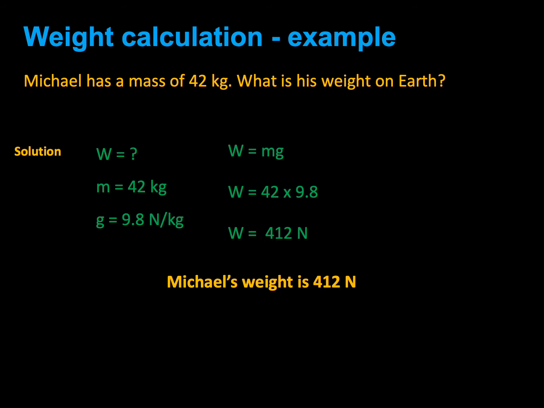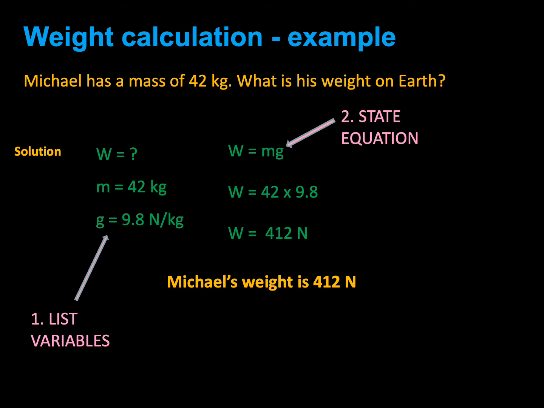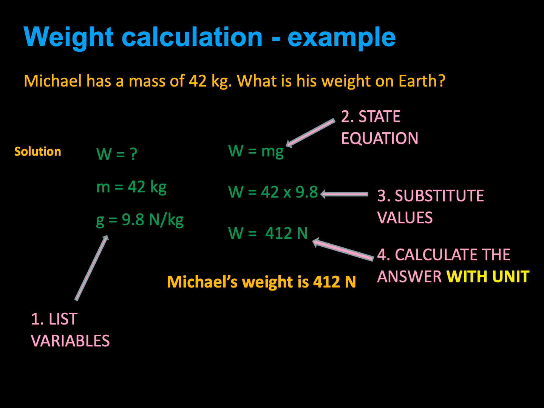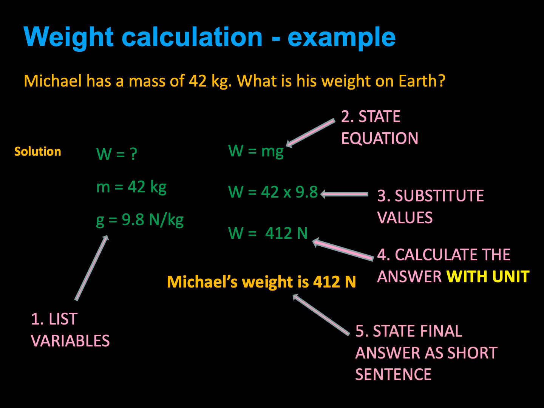Now, to recap on the method, and this method applies to all simple equation work, we always begin by listing our variables. That's always step 1. Step 2 is always to state the equation. Step 3 is to substitute in the values. Step 4, calculate the final answer with a unit. And it's good practice to finish by writing the answer in a short sentence.